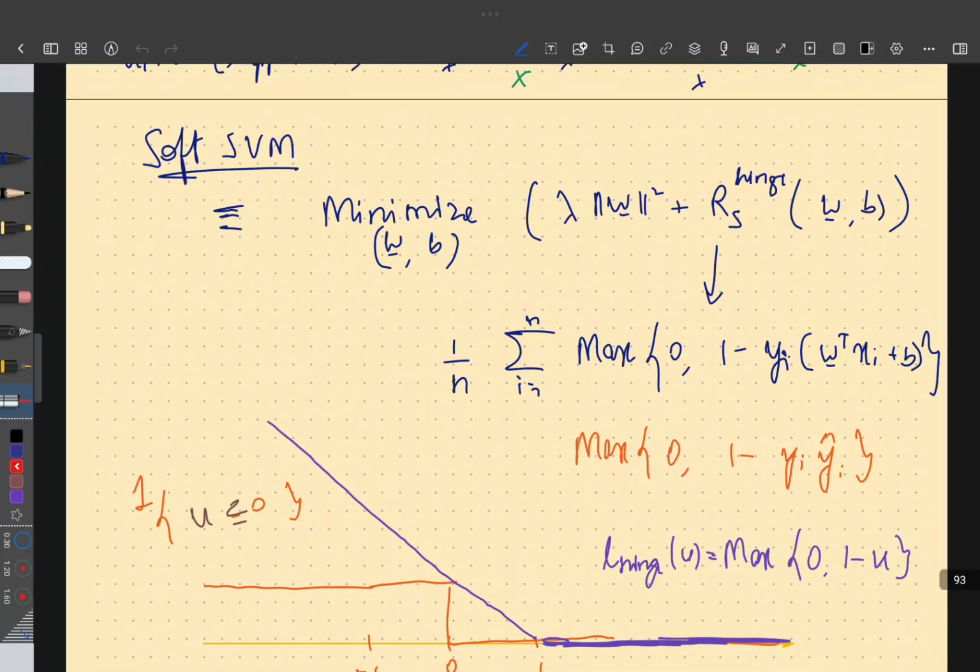And the advantage of this variant of soft SVM is, one, it has an interpretation in terms of an empirical risk minimization problem, and therefore it can also be used to derive generalization error bounds. But also the other advantage is that you can now design gradient descent or stochastic gradient descent type of algorithms to actually do this minimization more efficiently.